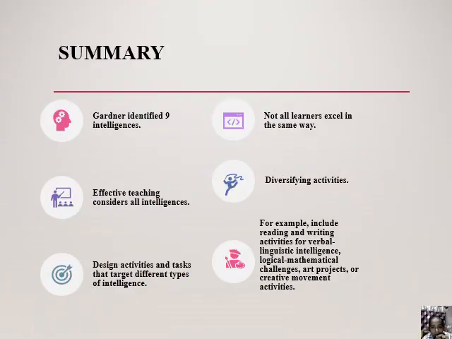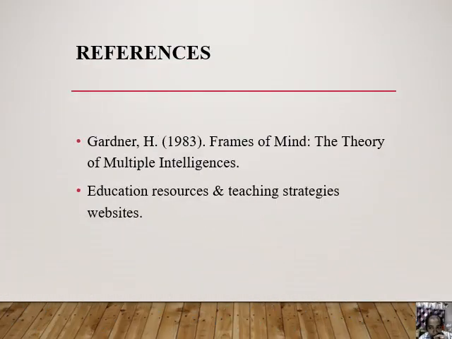Summary: Gardner identified nine types of intelligences. He suggested that not all learners excel in the same way. Also, he said that effective teaching considers all kinds of intelligences, and he suggested that diversified activities should be conducted in the classroom to cater to these different kinds of intelligences, and to design activities and tasks that target different types of intelligences. So these are the references.